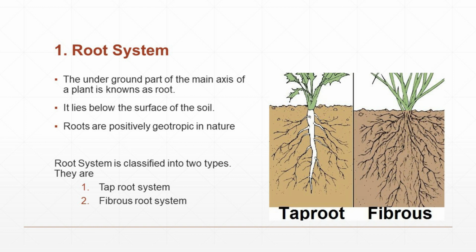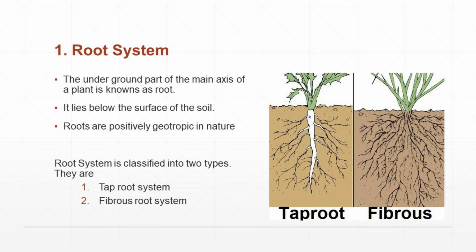The underground part of the main axis of a plant is known as root. It lies below the surface of the soil. Root has no nodes and internodes. It has a root cap at the tip. A tuft of root hair is found just above the root tip. Roots are positively geotropic in nature. That means root is growing towards the earth, towards the ground.